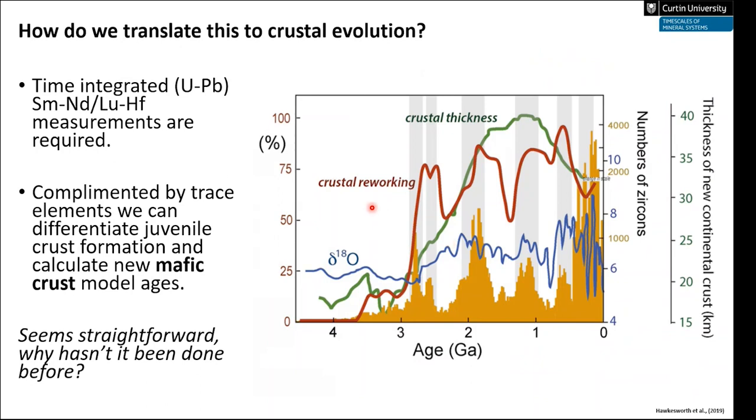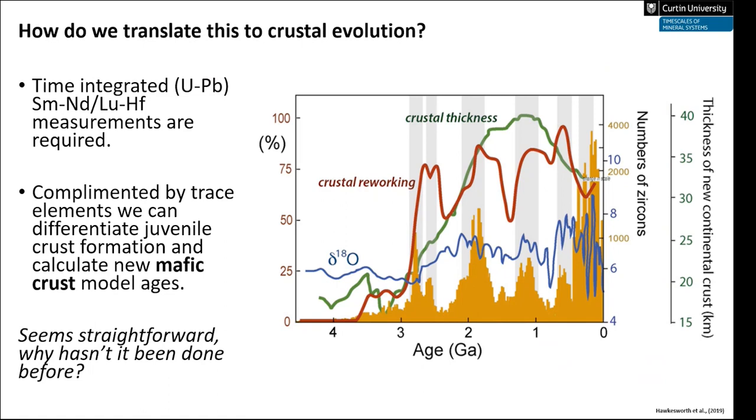So how do we translate this all to our story? Well, we want time-integrated measurements of isotopic tracers, model ages, as well as a uranium-lead age, potentially. This can be complemented by our trace element chemistry to discern different types of apatite populations, mafic ones from more intermediate or felsic apatite. And I envision us constructing a model for mafic crust formation through time, taking into account a variety of different isotopic systems and geological processes, as has been done here by Hawksworth in 2019.